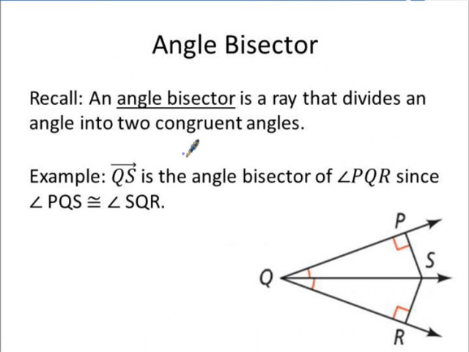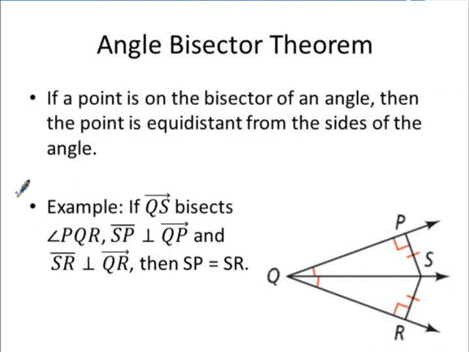An angle bisector is a ray that divides an angle into two congruent angles. So an example here, QS is the angle bisector of angle PQR, since PQS and SQR are marked congruent. The angle bisector theorem says if a point is on the bisector of an angle, then the point is equidistant from the sides of the angle. So if this point right here is on the angle bisector, then that is congruent to that. That's all we're saying.